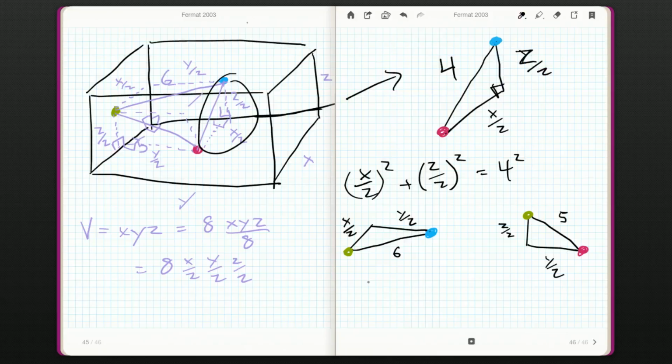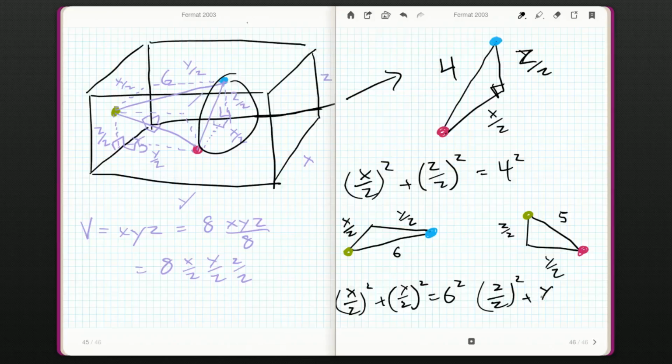Similar work. I don't know whether or not I'll figure out x over 2 or x's. At this stage, it looks like I'm trying to get x over 2's, but I just had a thought. I could multiply both sides by 2 squared, and then I'll get x squared plus z squared, and so on. So we get x over 2 squared plus y over 2 squared is equal to 6 squared, 36. And for this one, we have z over 2 squared plus y over 2 squared is equal to 5 squared, or 25.